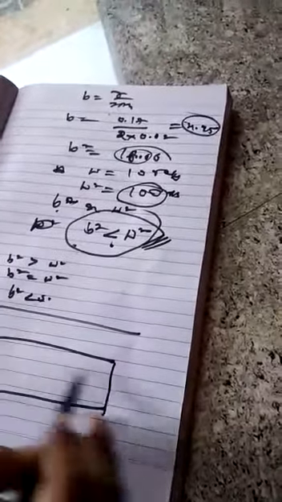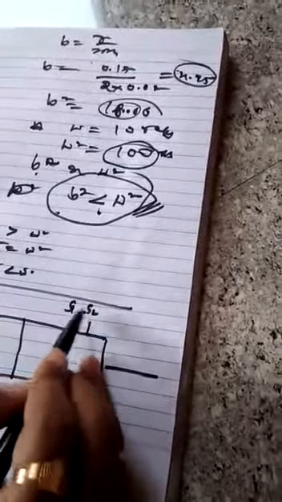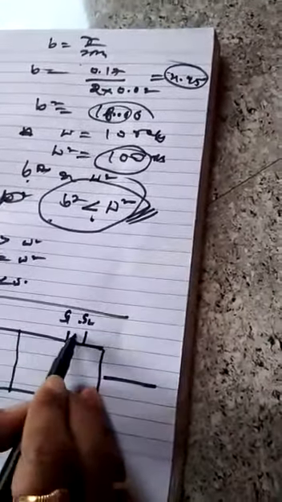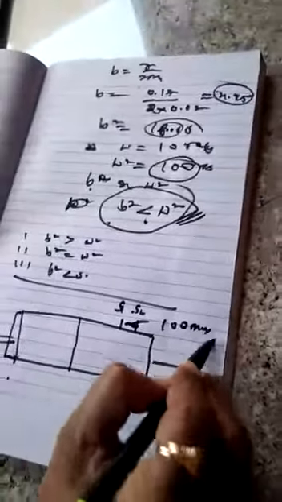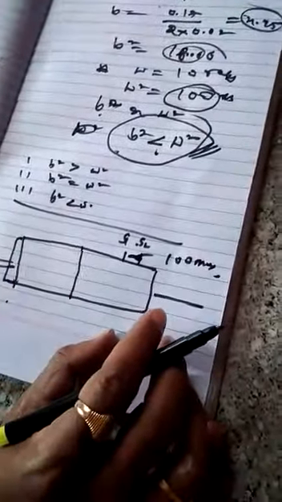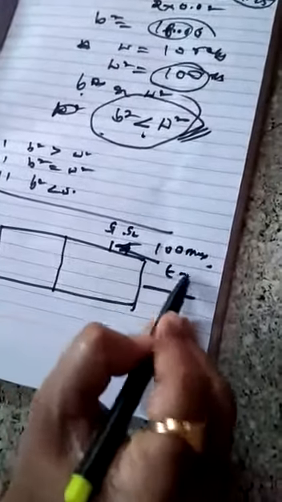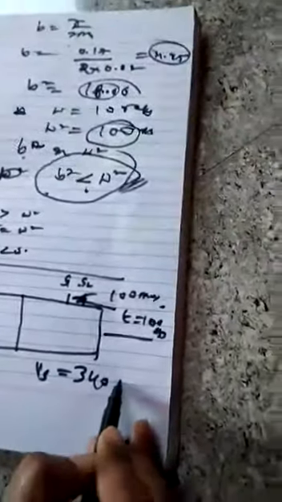This is the shock tube, this is the diaphragm, and this is the sensor S1 and S2. The distance between the two pressure sensors is 100 millimeter. The time taken by the shock wave to travel this distance is 100 microsecond.